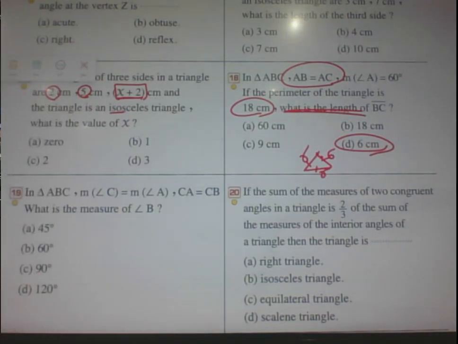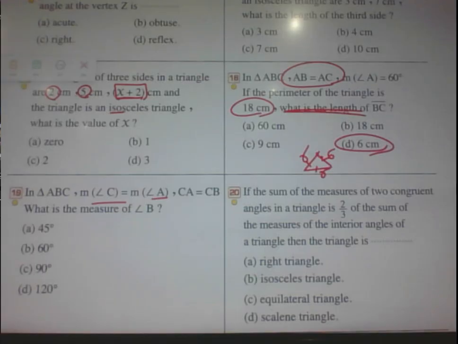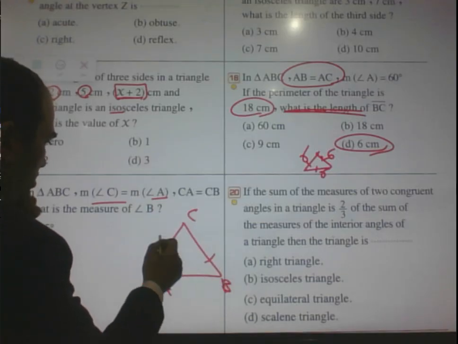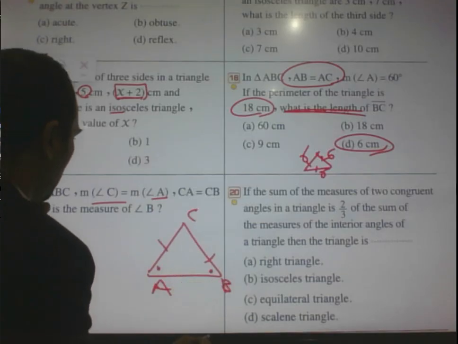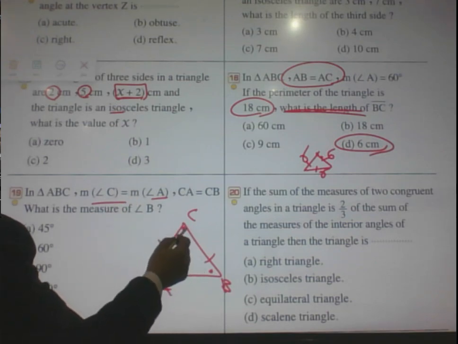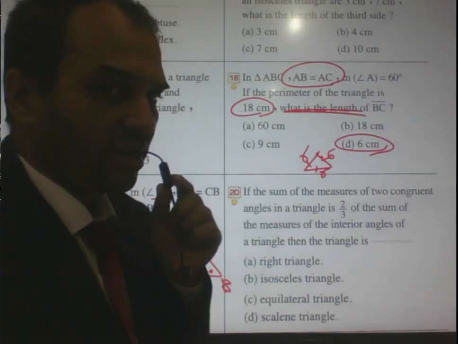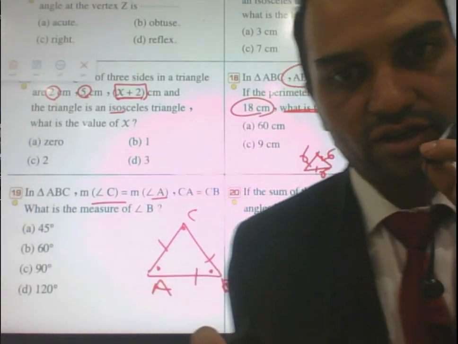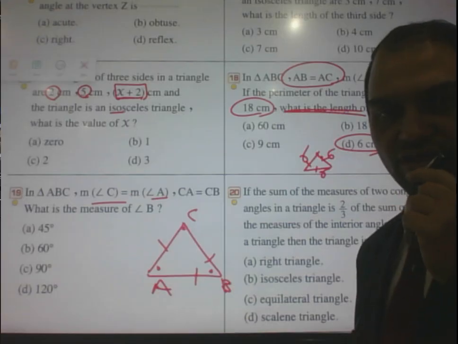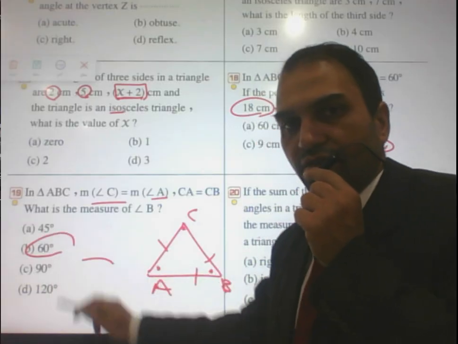Question 19. In triangle ABC, the measure of angle C equals angle A. What is the measure of angle B? Listen to me. I will draw a triangle where CA is equivalent to CB. Then the measure of angle A equals the measure of angle B. And he also gives me this information: the measure of angle C equals the measure of angle A. Now we have an equilateral triangle, so the measure of each angle equals 60 degrees. The triangle converts from isosceles to equilateral because all angles are equal in measure. Then the measure of angle B equals 60. So the answer is the letter B.